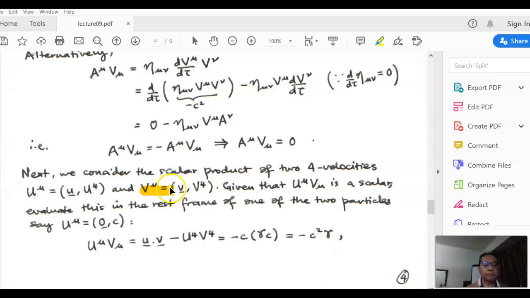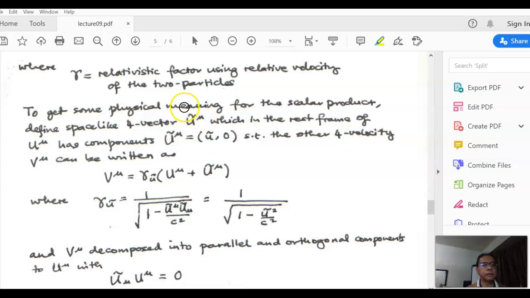Let me go to the next page so that you can see what I mean. Gamma is a relativistic factor using the relative velocity of the two particles. So essentially this is the relativistic factor that one actually uses.